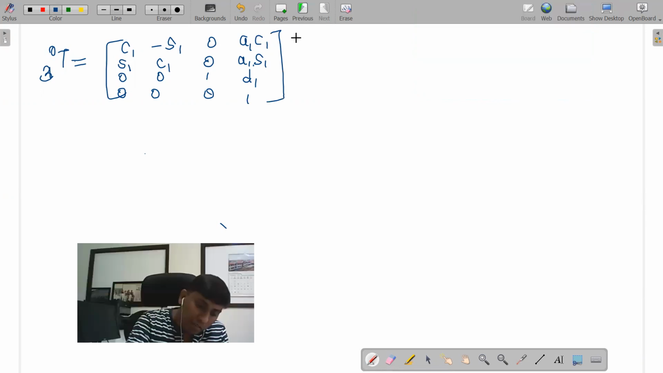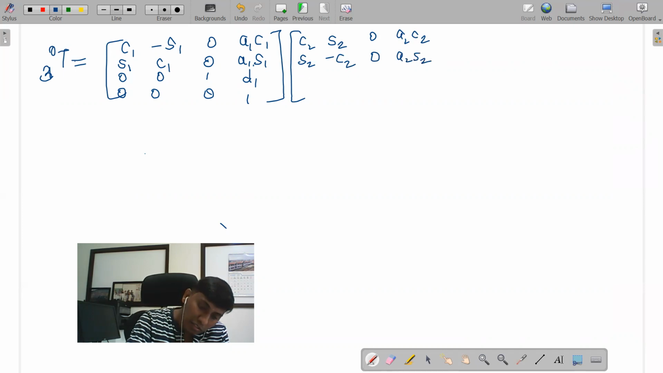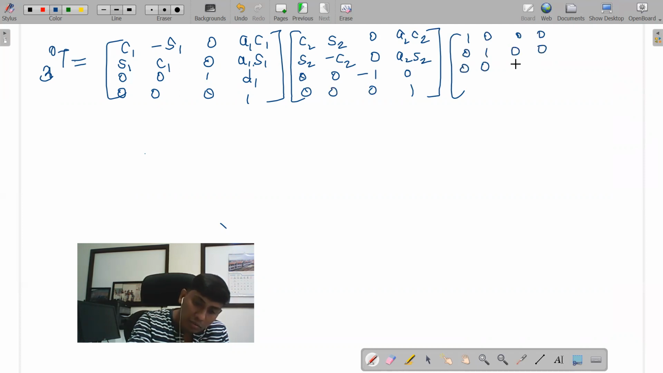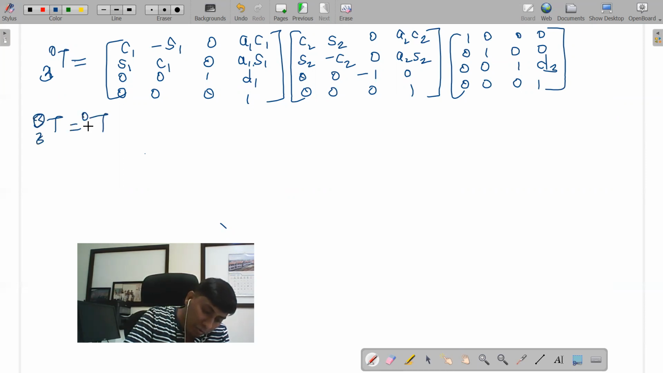Okay. Now in a similar way I'm writing here: C2, minus S2, 0, A2 C2; S2, minus C2, 0, A2 S2; 0, 0, minus 1, 0; and 0, 0, 0, 1. And this becomes 1 0 0 0, 0 1 0 0, 0 0 1 for T3. So T3 can be multiplied 0 1, 1 2, 2 3. That is what we did here.